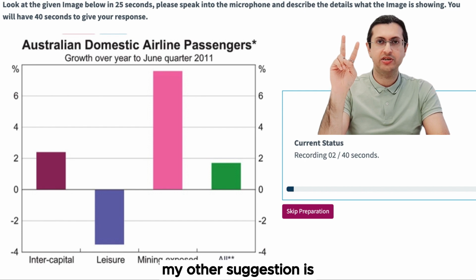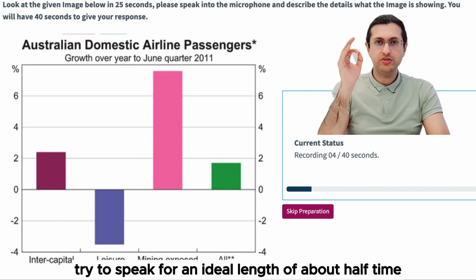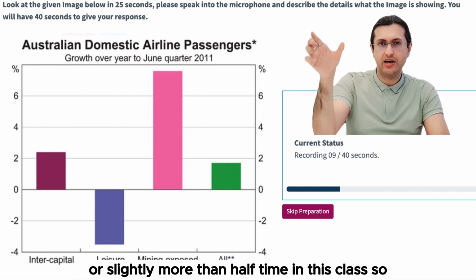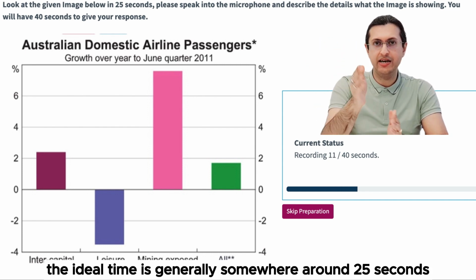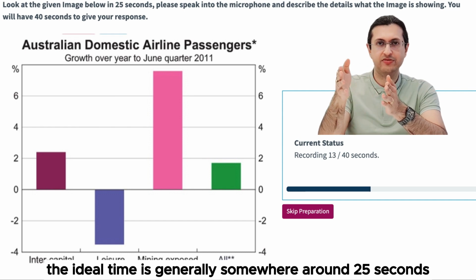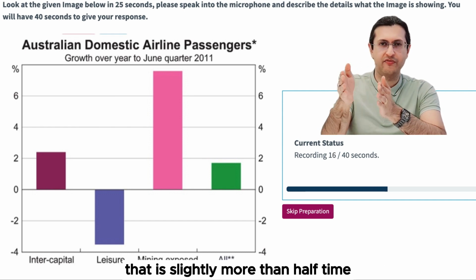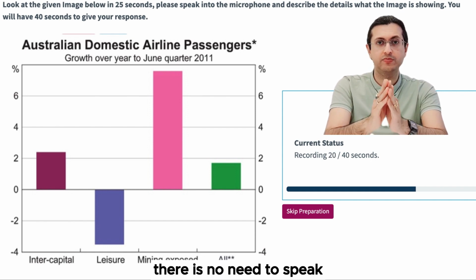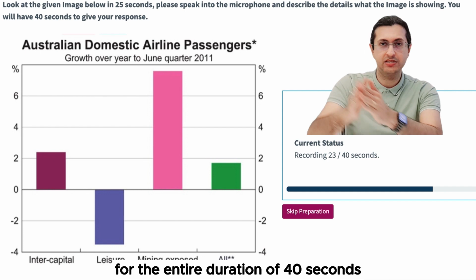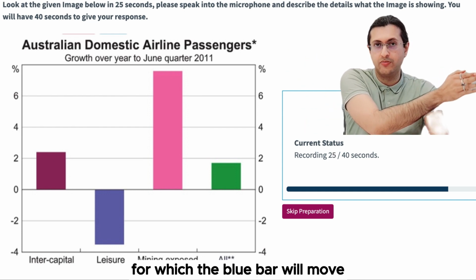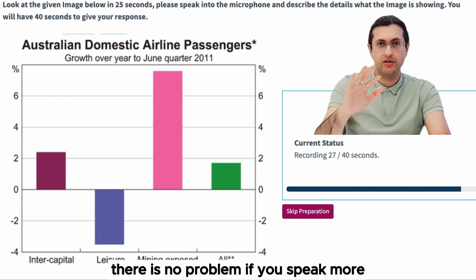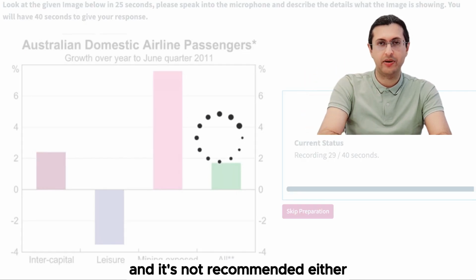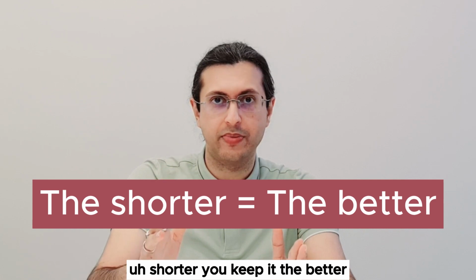My other suggestion is to try to speak for an ideal length of about half time or slightly more than half time in this task. So the ideal time is generally somewhere around 25 seconds. That is slightly more than half time, just 2 or 3 blue bars more than half time. There is no need to speak for the entire duration of 40 seconds, which is the entire duration for which the blue bar will move. It's not required at all. There is no problem if you speak more, but I don't think it's required and it's not recommended either. Shorter you keep it, the better.